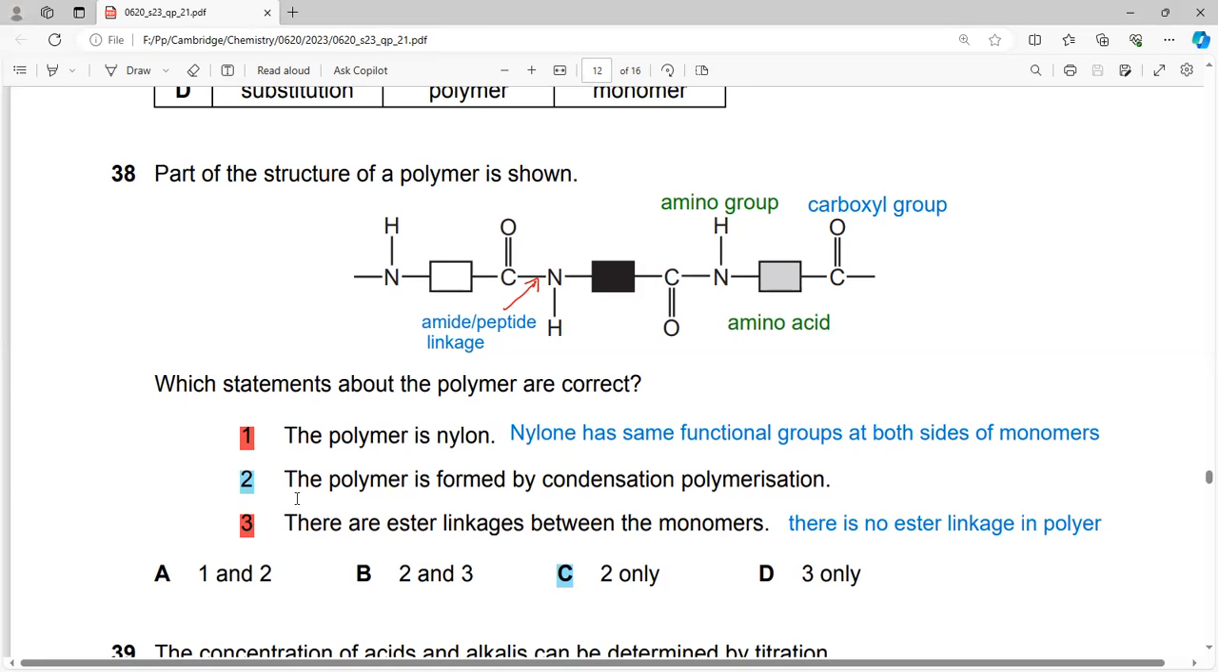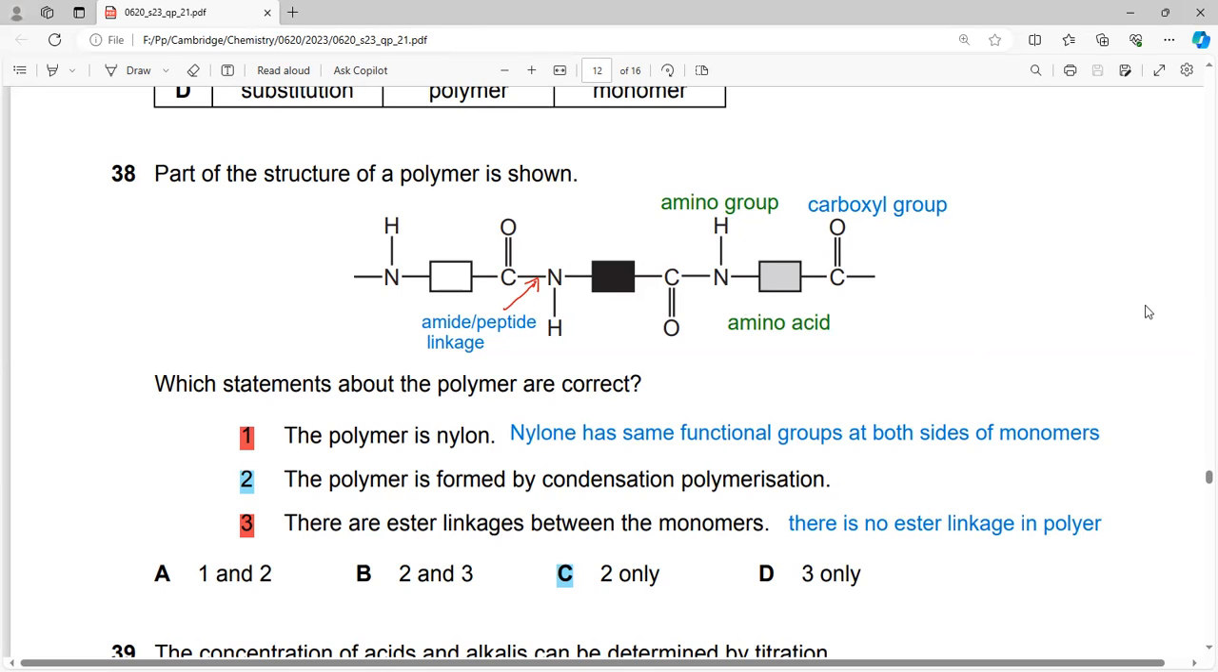Option 2, the polymer is formed by the condensation reaction. So yes, it's right. Why? Because different amino acids are reacting. For example, the amino group and carboxyl group react together, releasing a water molecule and making this peptidic bond. So that's why this is the correct option. This is produced by condensation reaction.